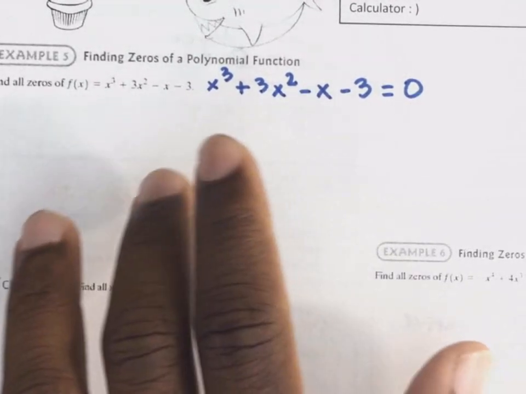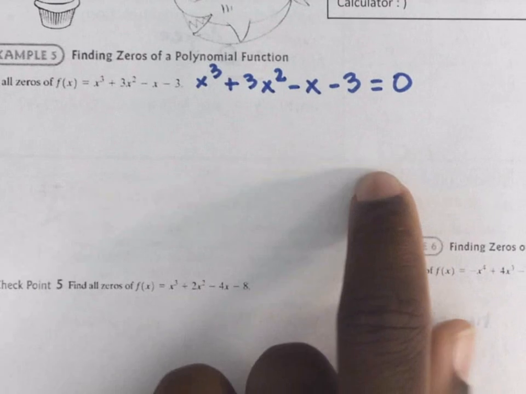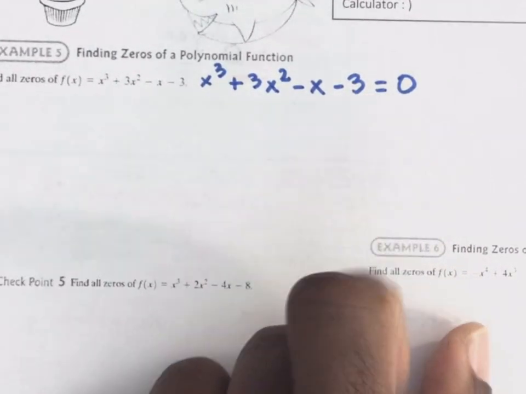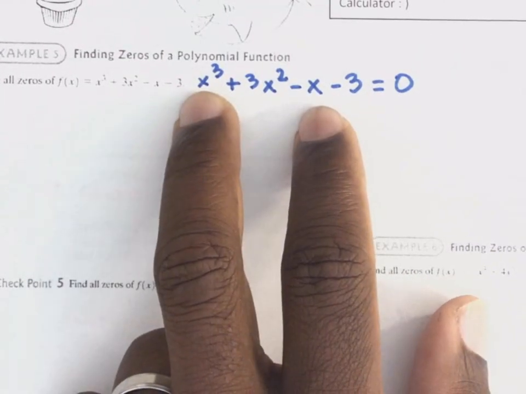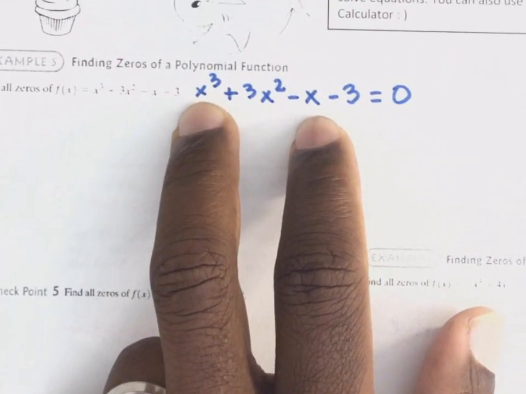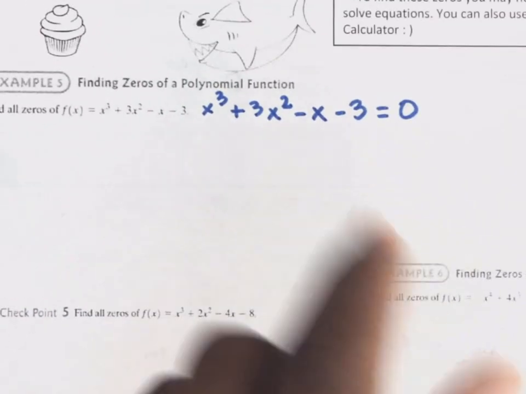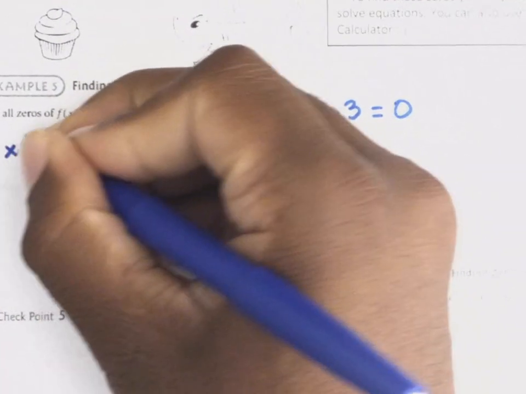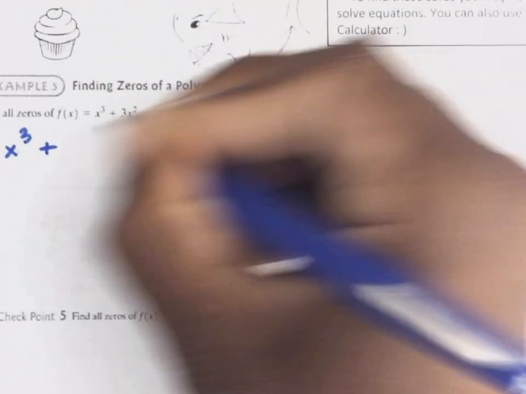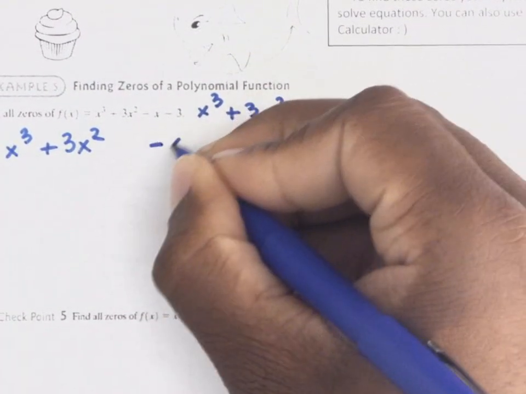Do I have a GCF between all 4 terms? Does this one have an x to give me? No. Can I divide everything by 3? Nope, I can't divide these two by 3. GCF is 1. How many terms do I have? 4. Yep, we can try to group it. Let's try to group it. So we'll group the first 2. And we will try to group the last 2.